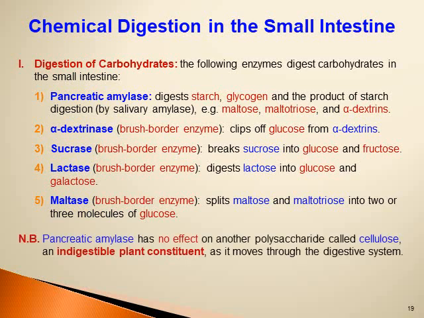The pancreatic amylase has no effect on another polysaccharide called cellulose. The fiber of plants, or cellulose, is not digested by pancreatic amylase. So it is an indigestible plant constituent as it moves through the digestive system, and it will be removed from the body with the fecal material.